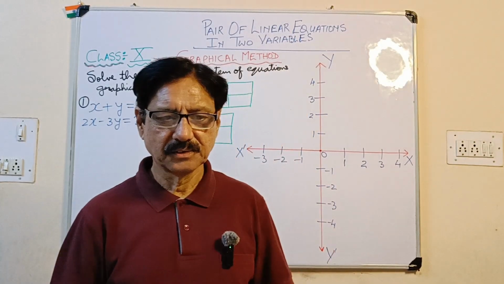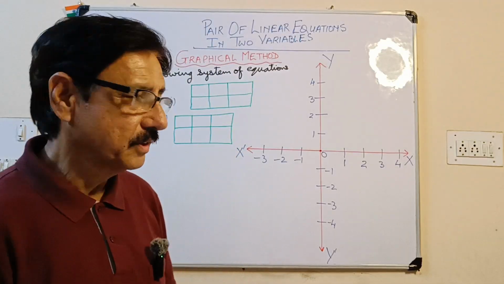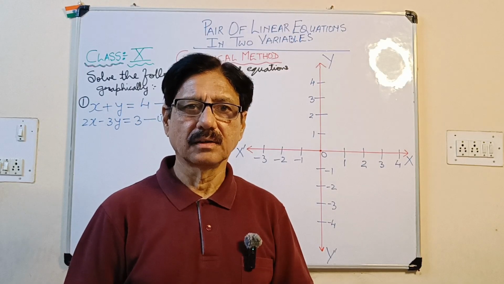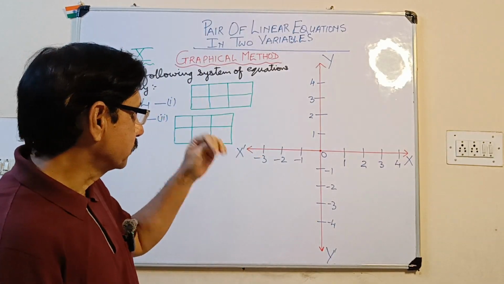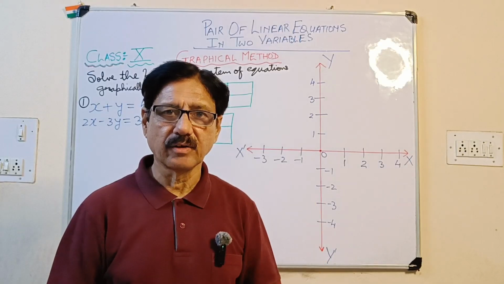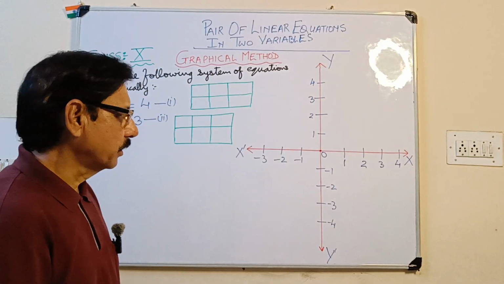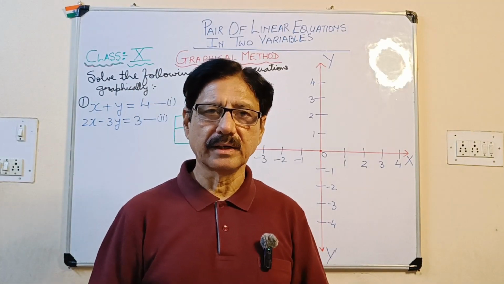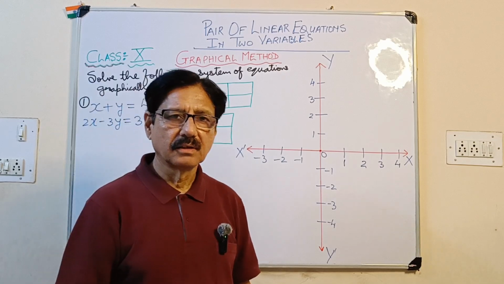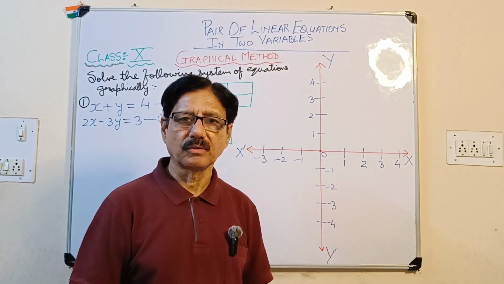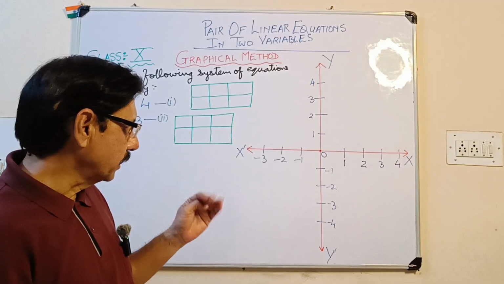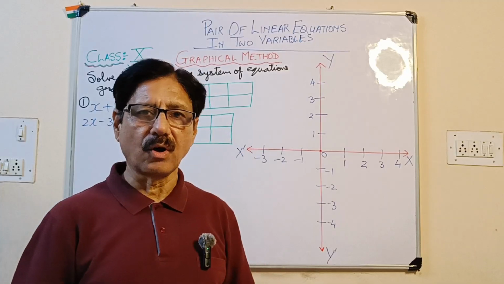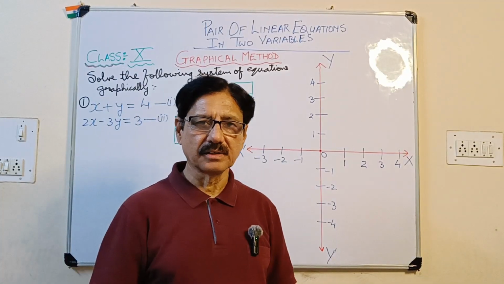Hello friends. So in today's class we will study the graphical method to solve the system of linear equations in two variables, or a pair of linear equations in two variables. We have already discussed in our previous class how to check what type of solution we are going to get, graphically or algebraically, or whether we get a solution or not, meaning no solution means inconsistent.